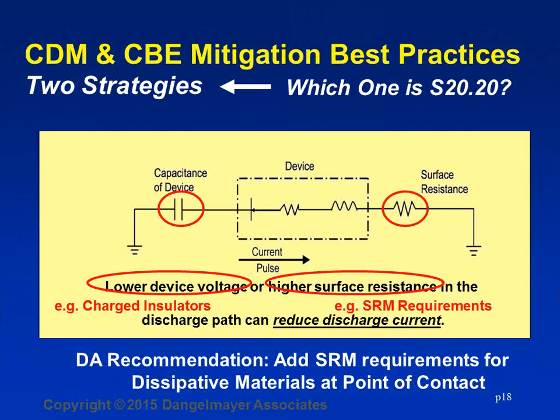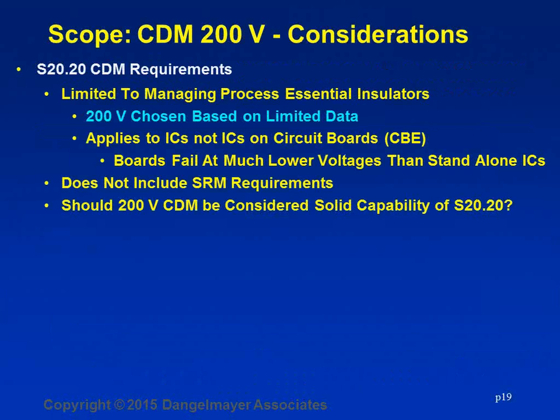Okay. And flip the slide. There we go. The CDM 200 volt requirement in 2020 is, again, they mentioned in there that it's managing process. It's tied to managing process required insulators. The 200 volts, it's not super clear where that number came from. It's probably a reasonable number. We tend to focus on a lower number with a lot of the customers that we deal with.